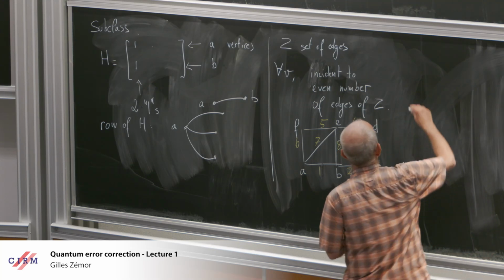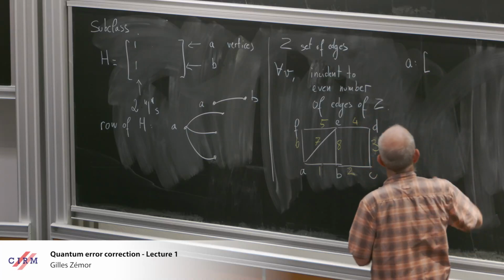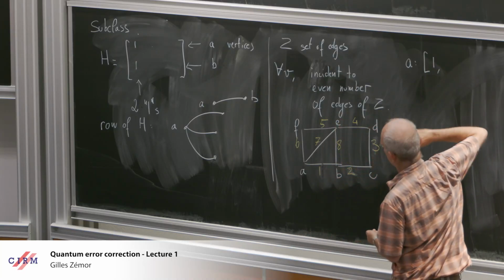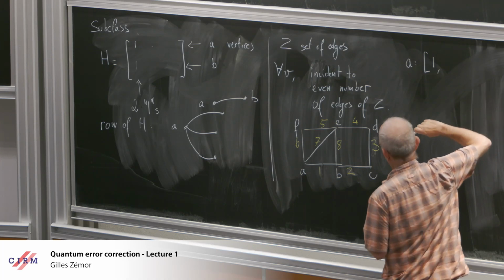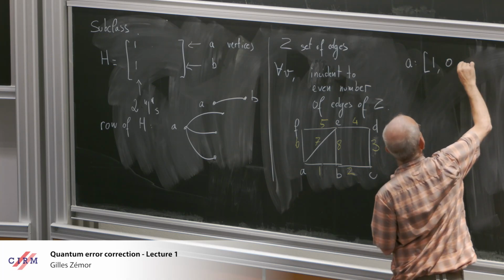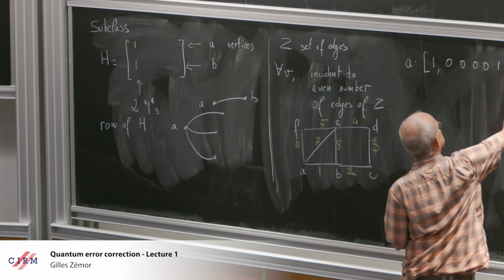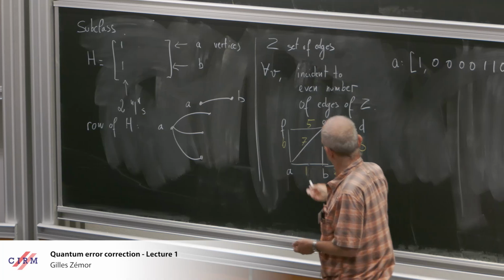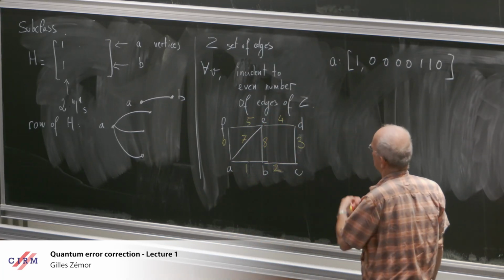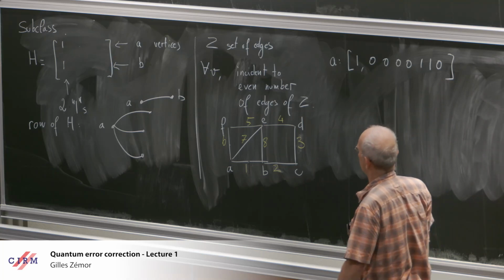And so, for example, row A will look like this. It will have a 1 in position 1, and also 2, 3, 4, 5, ones in position 6 and 7, because it represents this incidence structure. So I'm not writing the whole of the parity check matrix, but you get the idea.